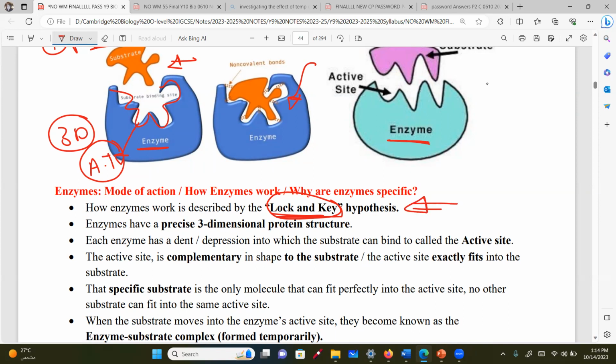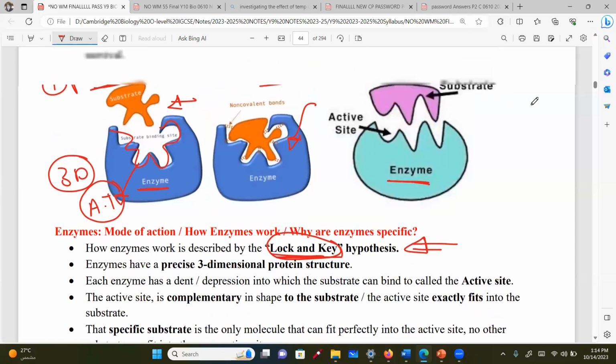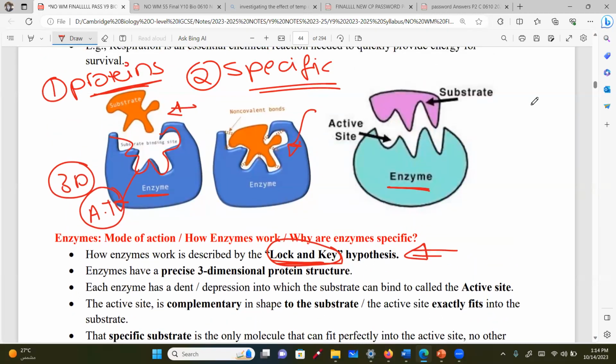Did you understand what the lock and key hypothesis means? Anyone has any questions? Yes, Nadine. Wait, you are unable to unmute yourself? Yes, my dear. Yes, Nadine. Miss, can you just repeat it again? Of course, I'll repeat it again.